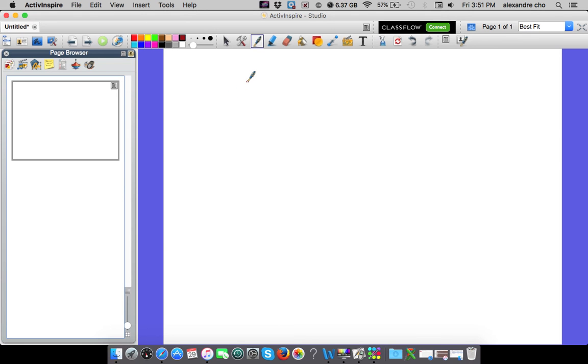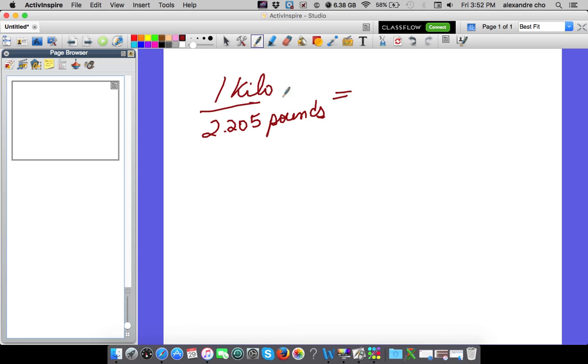Hang on a second. Press pause. So 1 kilo is 2.205 pounds, and you have that on the sheet you got the other day. That's my relationship. I want to go from kilos to pounds, not pounds to kilos, because kilos is what I have. I'm holding 3 kilos of apples.